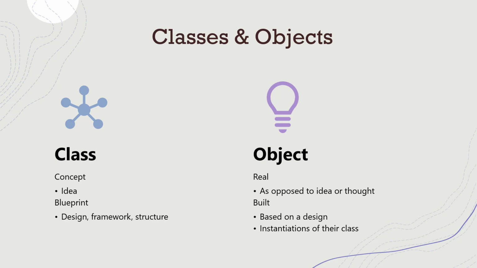For example, the Wright brothers, the inventors of airplanes, had an idea of a thing that could fly. That idea in itself could be considered a class, that blueprint or design. And the airplane that was built off of this blueprint by the Wright brothers could be considered an object of the airplane class.